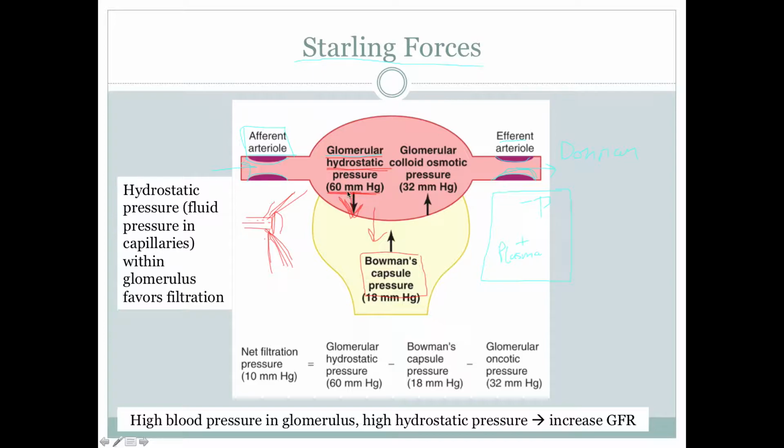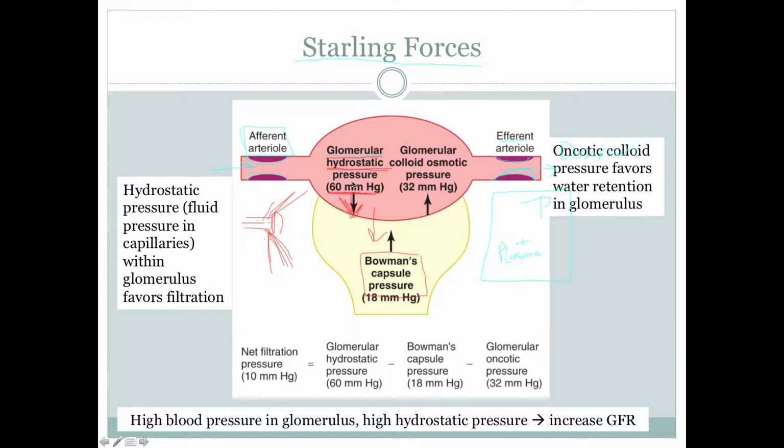So if we look at just these levels, in the glomerulus, the pressure of fluid is 60 millimeters mercury. In Bowman's capsule, the pressure of fluid is 18 millimeters mercury. 60 is a much higher pressure than 18, which means that this is not enough pressure to oppose fluid leaving. So this is the predominant pressure right here.